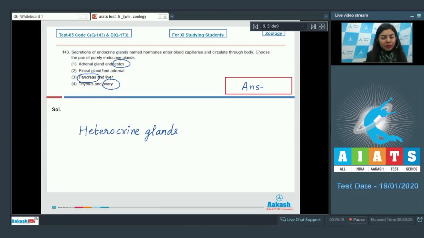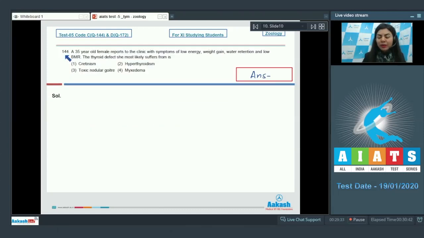Thus, the correct pair of only endocrine glands or purely endocrine glands is pineal gland and adrenal gland, that is option number 2. Question 144. A 35-year-old female reports to the clinic with symptoms of low energy, weight gain, water retention, and low BMR. The thyroid defect she most likely suffers from is cretinism, hyperthyroidism, toxic nodular goiter, myxedema.